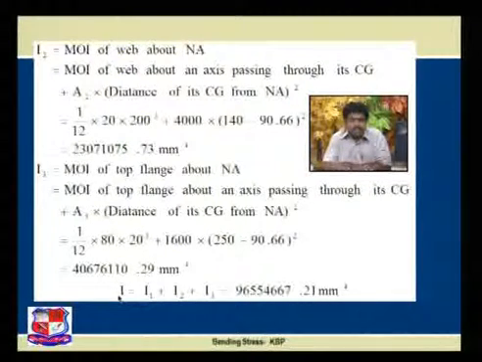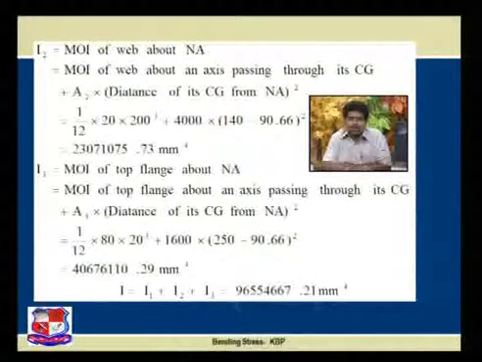So I is equal to I1, the contribution of the moment of inertia from the first rectangle, the bottom flange, plus I2, the contribution from the web, and third is I3, the contribution from the top flange, and we did the summation and got this value as the value of I for this given unsymmetrical I section.